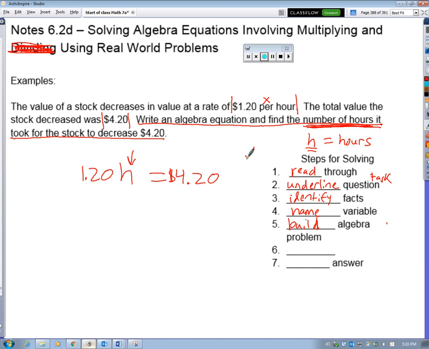Okay, boom, we just set up the algebra problem. Now let's go through here and solve it. It was that quick. It's a lot faster setting these ones up. Alright, so we have $1.20 times H. Remember, we have to do the opposite of multiplying by H. We have to divide to cancel out this number. Perfect. And we're going to divide over here on this side.